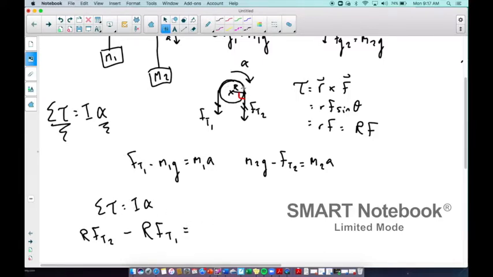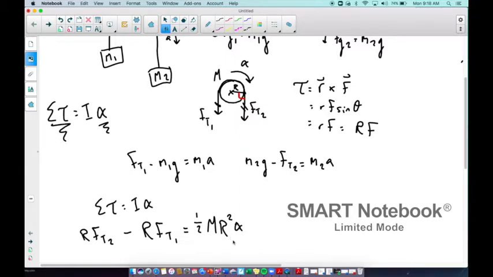My pulley is a disk. So the rotational inertia for a disk is 1/2 m r squared. We have three m's now. Let's pause and make sure we know what they are. M1 is the mass of this box. M2 is the mass of this box. M would be the mass of the pulley, all right? R is the radius of the pulley. So that's I, and then here's alpha. Just like that.